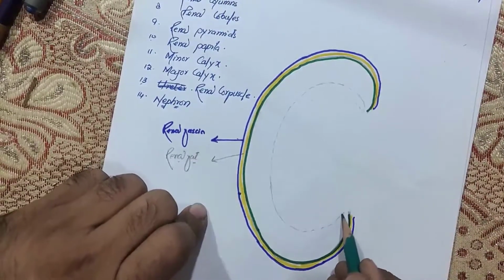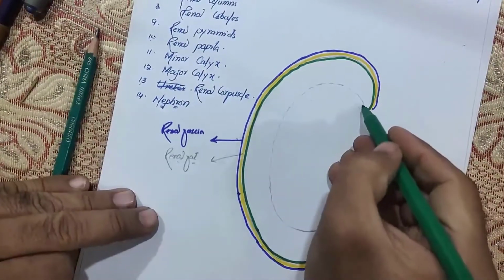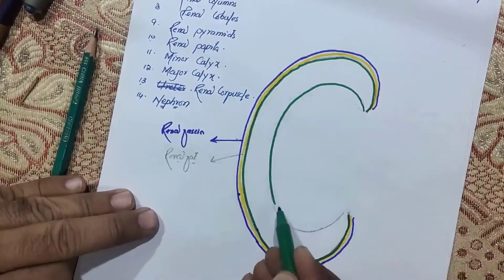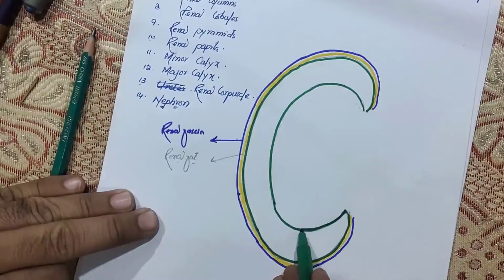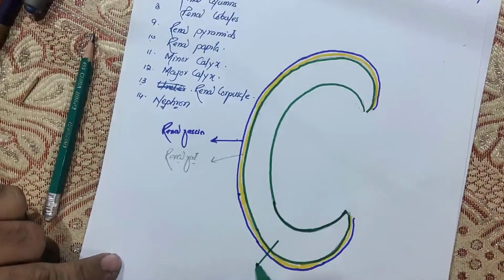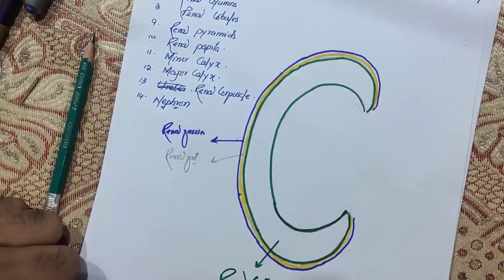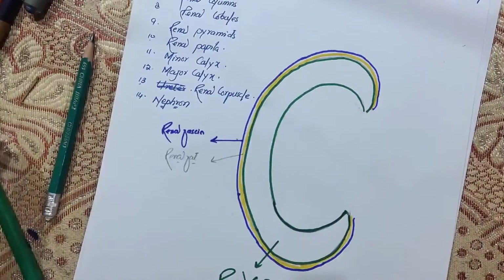This is the medulla, right? Let me separate it. Okay, done. Right, so this outer part is called the cortex. What is this? This is the renal cortex, I will write what is there in the renal cortex, and this is the medulla, right friends?